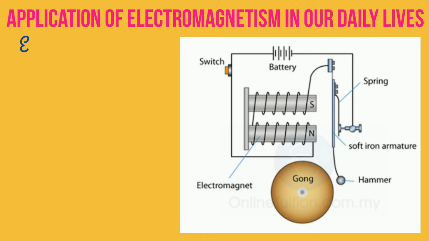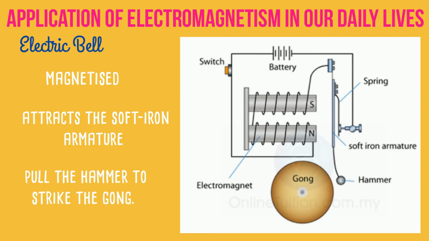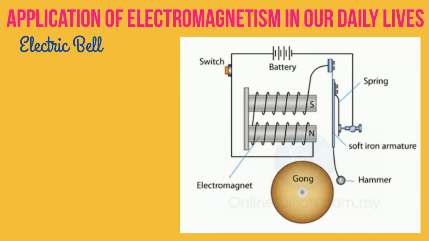This figure is showing the construction of an electric bell using electromagnets. When the switch is on, the circuit is completed and the current flows. The electromagnet becomes magnetized and hence attracts the soft iron armature and at the same time pulls the hammer to strike the gong. As soon as the hammer moves towards the gong, the circuit is broken.